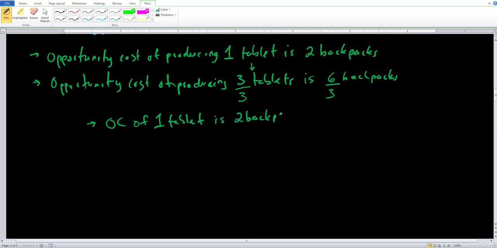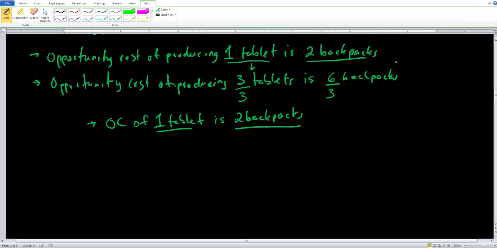2 backpacks. So here we notice that we have the same exact opportunity cost as before. The opportunity cost of producing 1 tablet was 2 backpacks. And the same right here, the opportunity cost of producing 3 additional tablets is 6 backpacks. Once we simplify that down, we get 1 tablet, we're giving up the production of 2 backpacks.